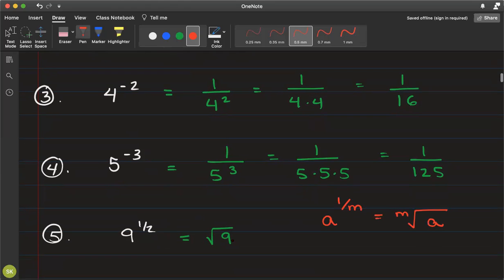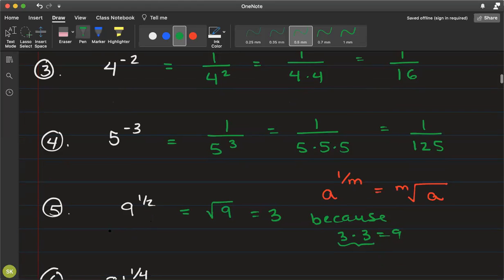So we know what the square root of 9 is. We're looking for one number that when you multiply it by itself for a total of 2 times, you get 9, and that happens to be 3. So it's 3 because 3 times 3 is equal to 9. So if I multiply it twice, I get 9.